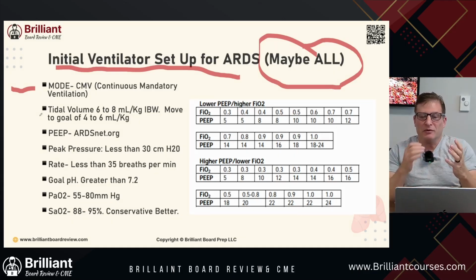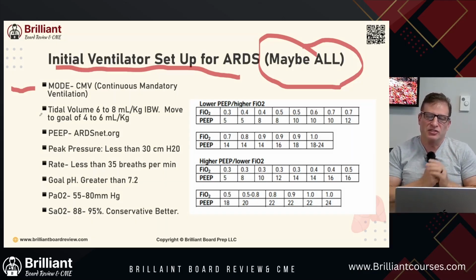In ECMO, if everything's going well, you can drop the tidal volumes as low as 2 milliliters per kilogram, even lower. That way, there's less stress and distension on the lungs, and we'll talk about that. Your PEEP, there is a great website that gives you ideas on PEEP.